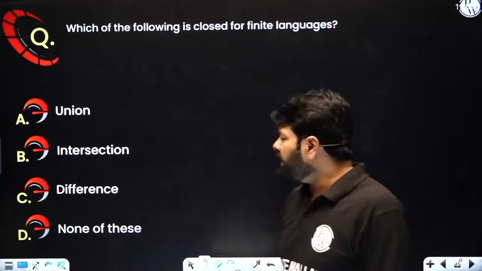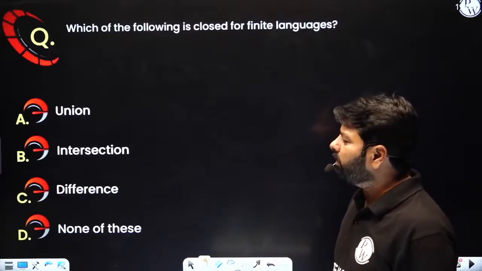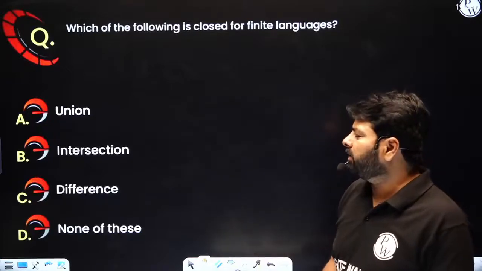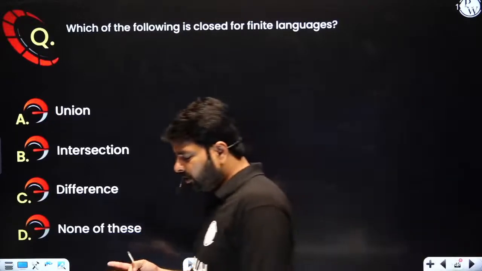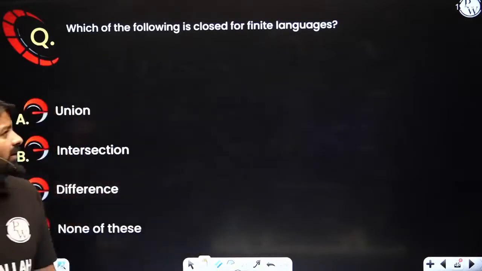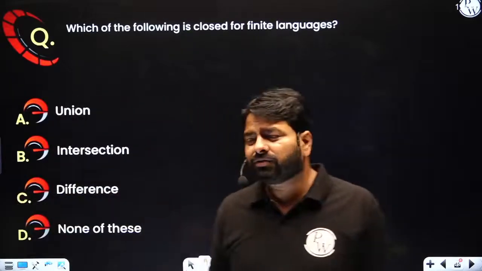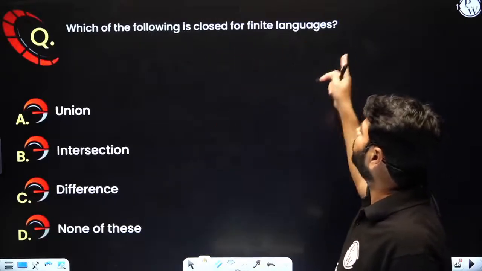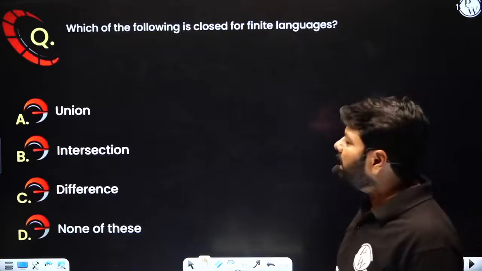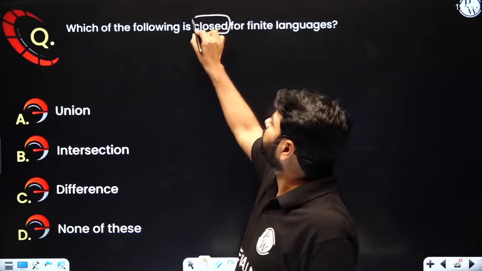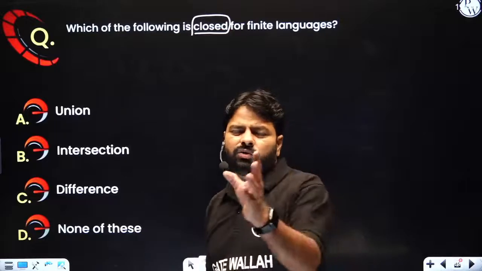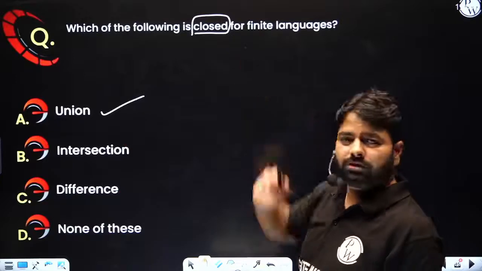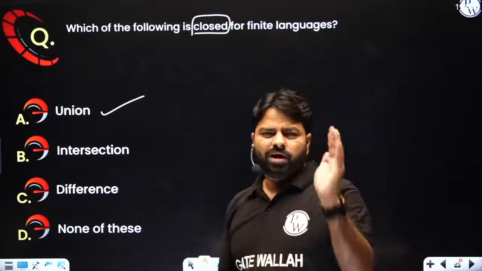Now with this, we have some important points, like union, intersection, difference, concatenation, complement. I think we have others yet to come, like Kleene closure, subset, many things are there. But let's answer some of the questions that we have already done. Which of the following operations is closed for finite languages? Finite languages, we are talking about closed. Union: finite union finite, is it always finite? Yes. So it is closed. Intersection: finite intersection finite.